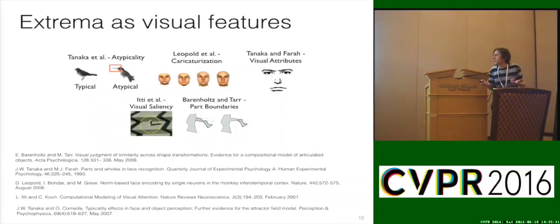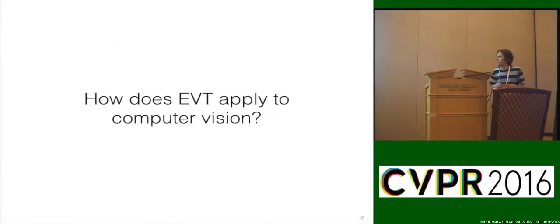And there are other cases in computer vision too where we're looking at, say, attributes or atypicality with respect to attributes, characterization, overemphasizing or de-emphasizing certain visual features, part boundaries, very basic in computer vision, and even saliency. And so the idea here is a lot of the content isn't useful. We're throwing away most of it, and we're getting perhaps a sampling of extrema too, just in a visual sense. So how does this apply to computer vision?